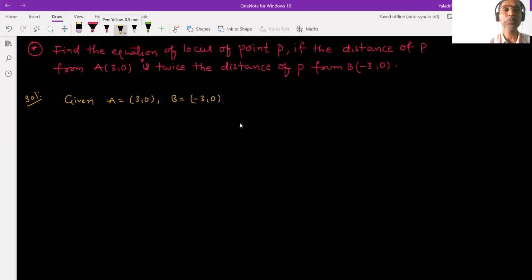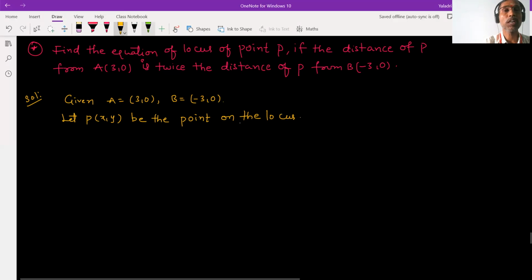Now for every problem like this, you should follow only 3 steps. One is the given data, another is the point that lies on the locus, and third is the geometric condition. After that, you should substitute using the distance formula and simplify. You should get the required equation of the locus of point P. So let P(x, y) be the point on the locus. These 2 steps we have to write for every problem.